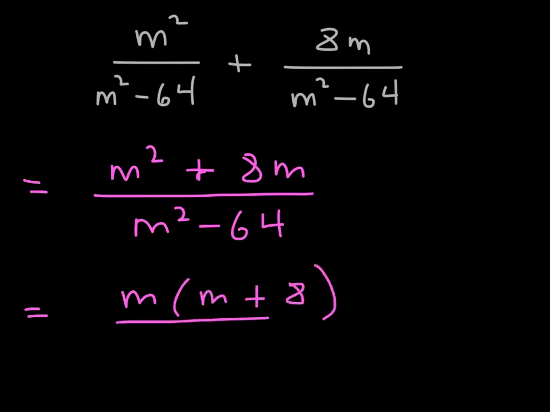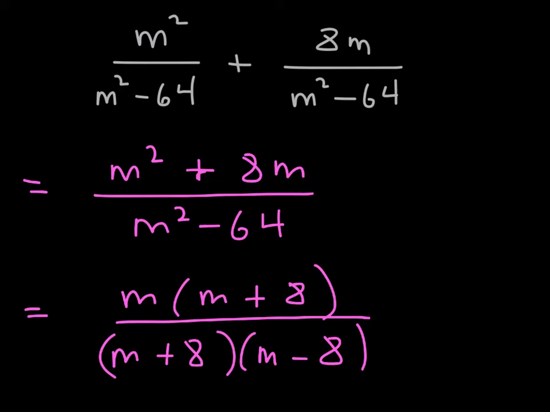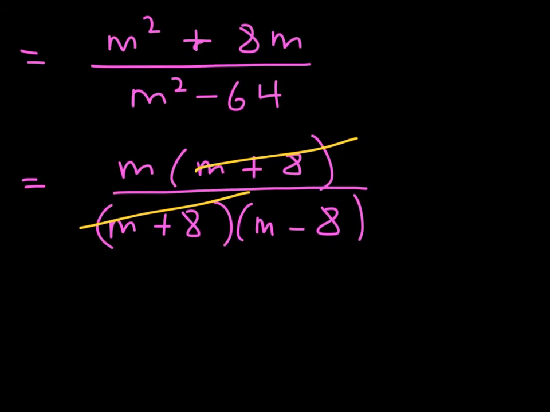The numerator factors as m times m plus 8 by factoring out the GCF of m. The denominator is a difference of two squares, so it factors like that. And then I notice that we have common factors. Now that everything is factored, I can cross cancel. So now you're left with m over m minus 8 as the simplified answer.